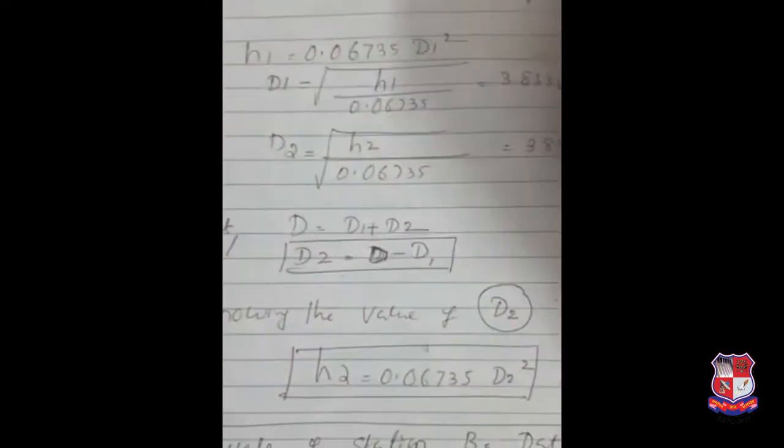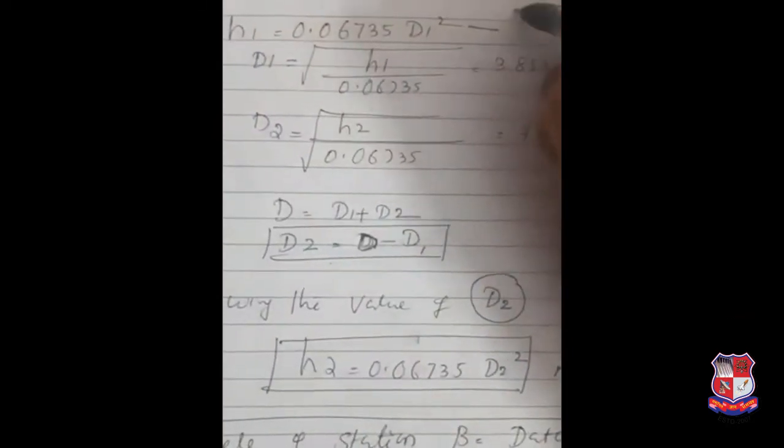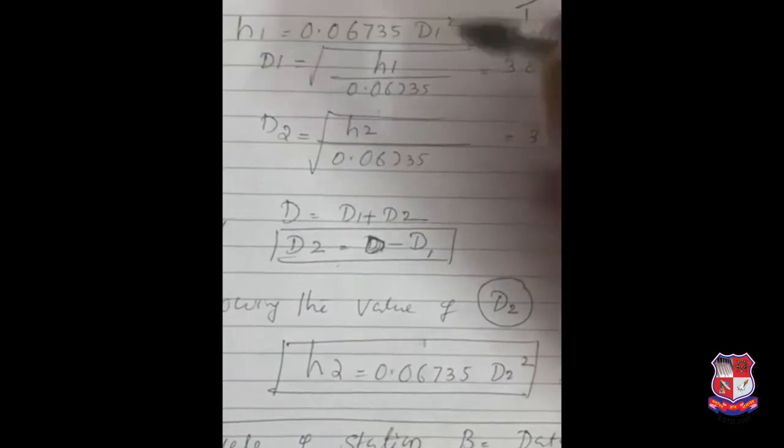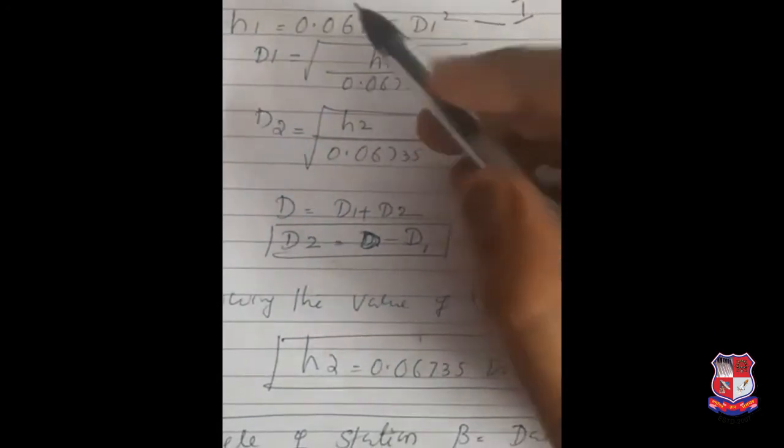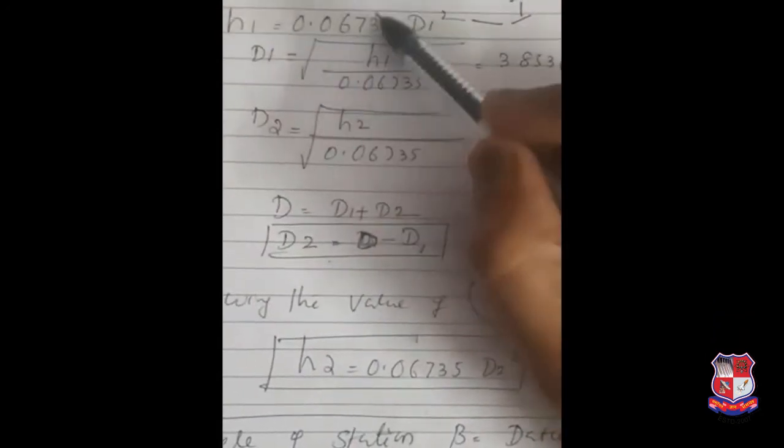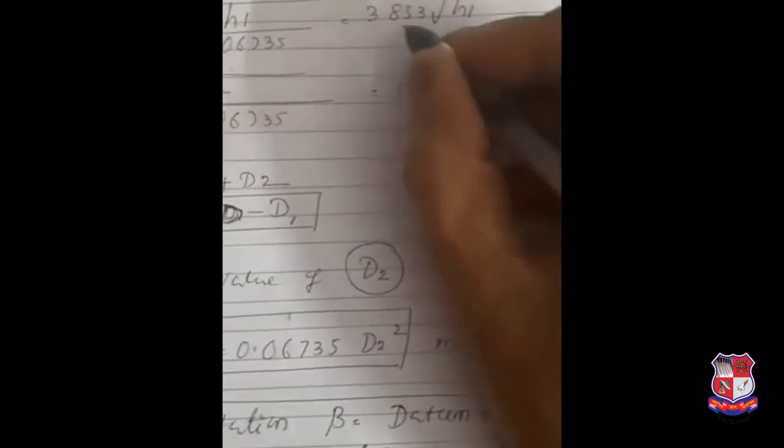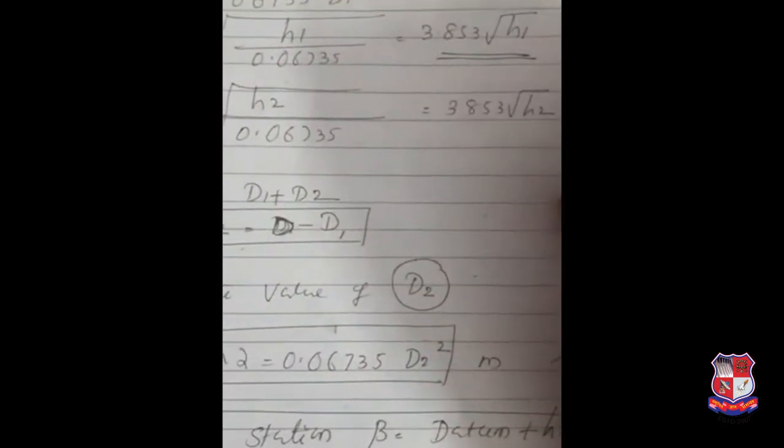Now H1 means a known elevation of point A above datum, and H2 is what we are required to find out, and D1 is the distance of point of tangent C from station A. Similarly, D2 means the distance of station B from the tangent C. So H1 equation we already got from the first case. So D1 means this divided by 0.0675. So simplifying, you will get it as 3.853.